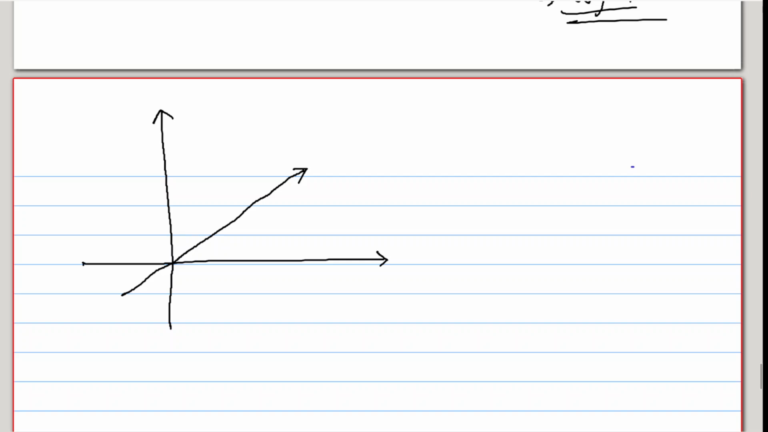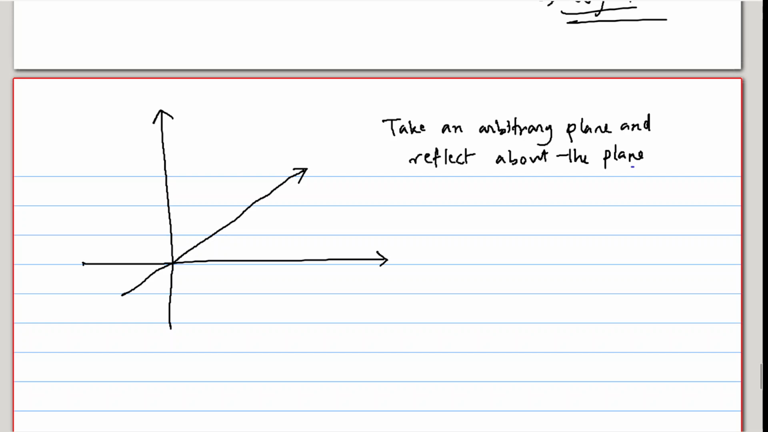Now I'm thinking of another approach. First we tried rotation about an axis. It doesn't work. Now I'm thinking take an arbitrary plane and reflect about the plane. Whenever you reflect about the plane, it will satisfy A squared equal to I, because you reflect two times, it will come back to the identity.